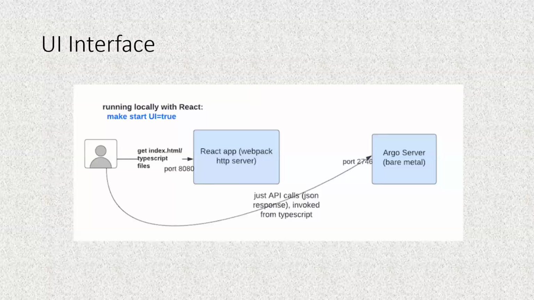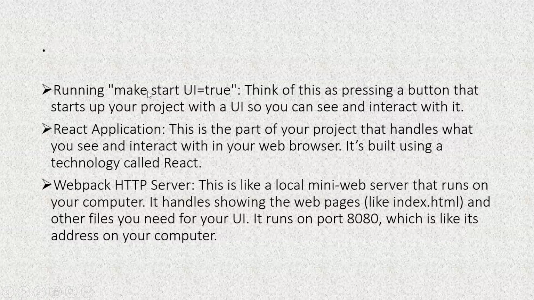Now let's go and see the UI interface. The UI is running locally with React, so they are using a React app, and make start UI equal to true. There are three things: index.html, TypeScript files, and the React app, which just makes API calls to invoke the Argo server. What exactly does running make start UI equal to true mean? Think of it as pressing a button that starts your project with a UI so you can see and interact with it. Then the React application is the part of your project that handles what you see and interact with in the web browser. It is built using React apps.